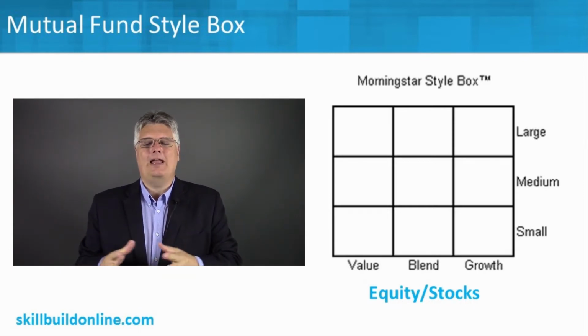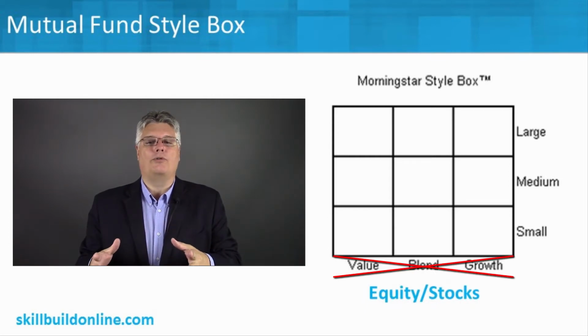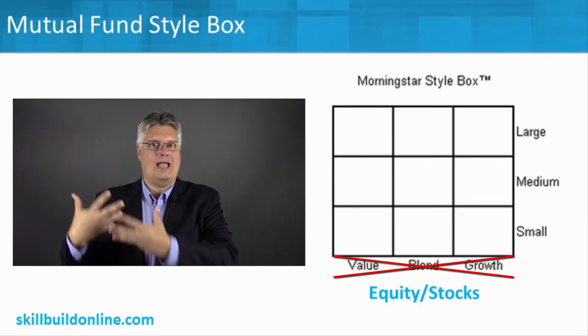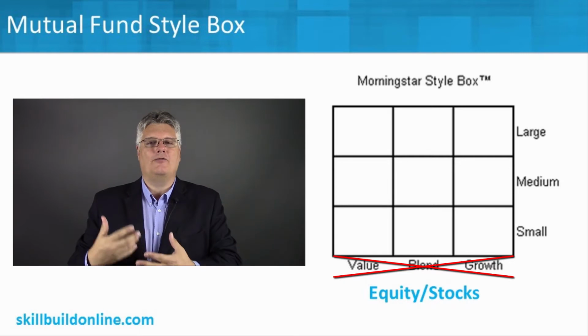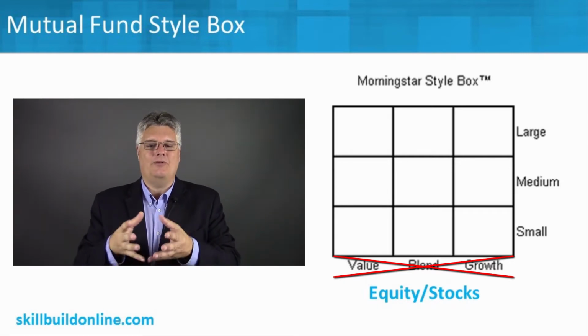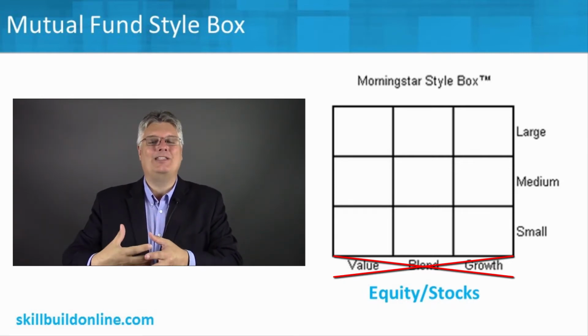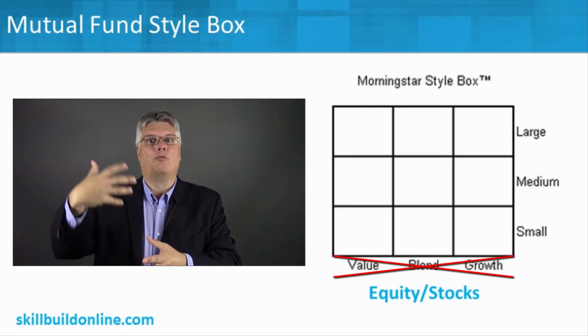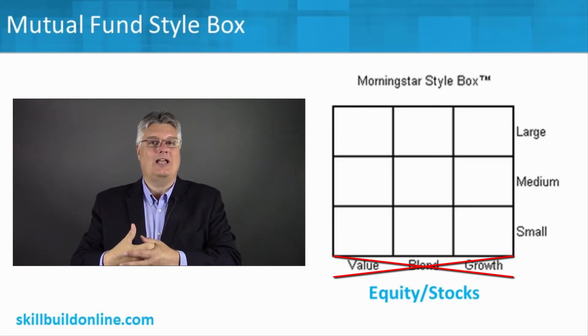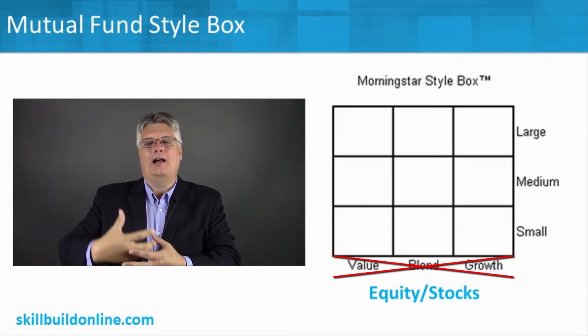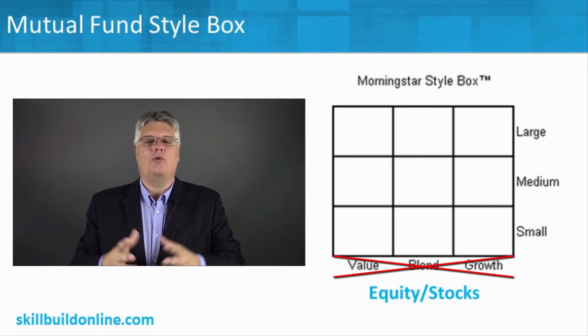Then along the bottom, it has things like value, blend, and growth. And as we know, growth is growth stocks, things that you want to have outperform the market from a capital appreciation standpoint. You want to buy low as far as the stock price. You want the stock price to grow and grow rapidly, faster than the industry, the sector, and the greater market, hopefully. You want these to be high flyers, so those are growth stocks.